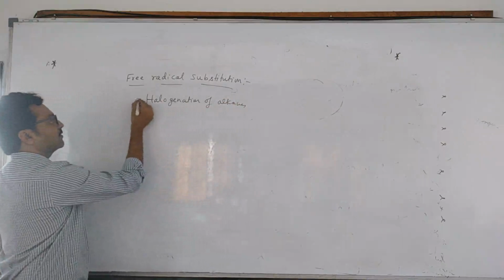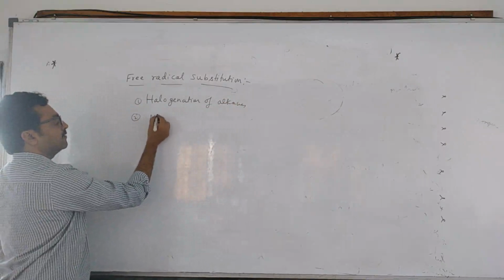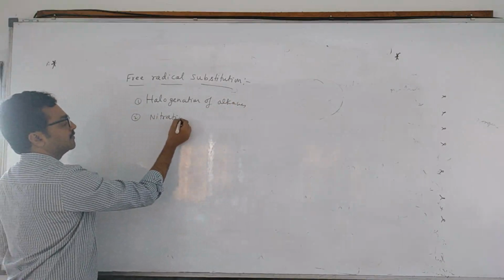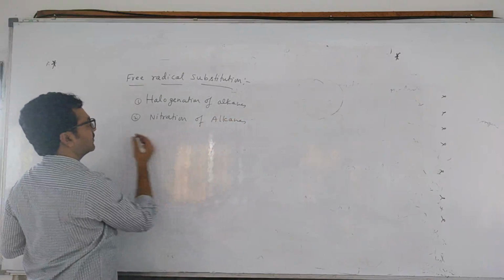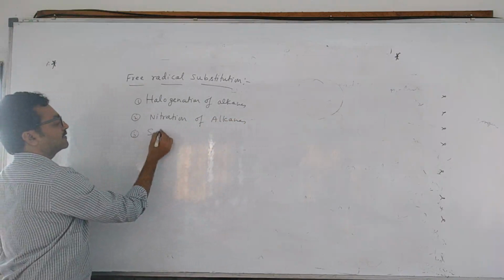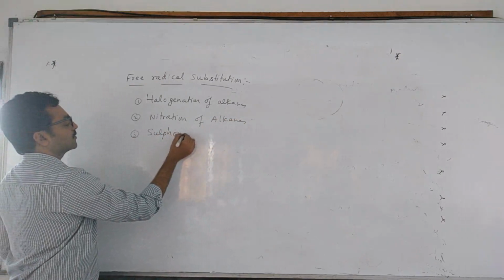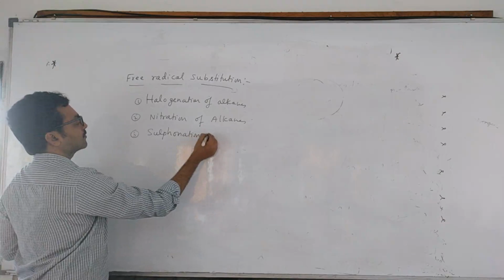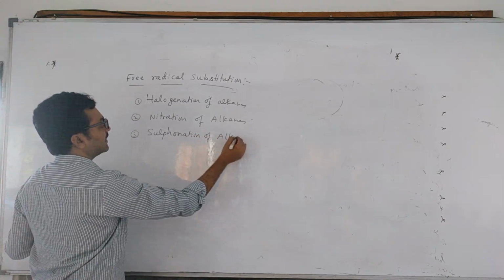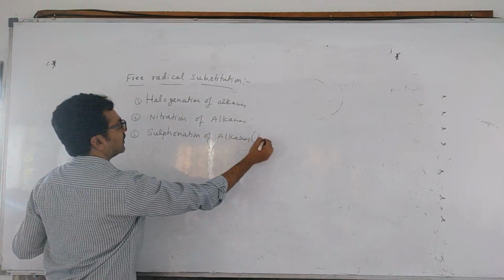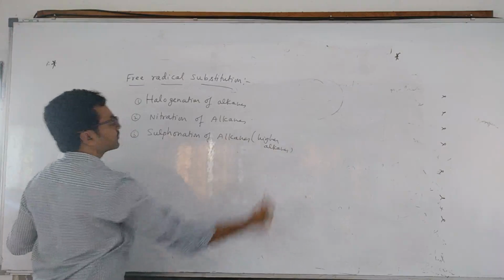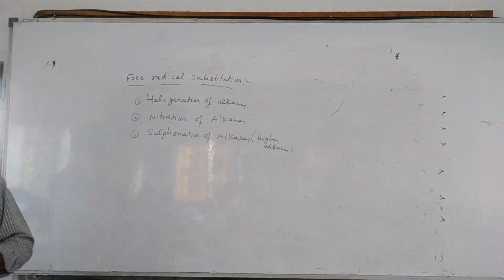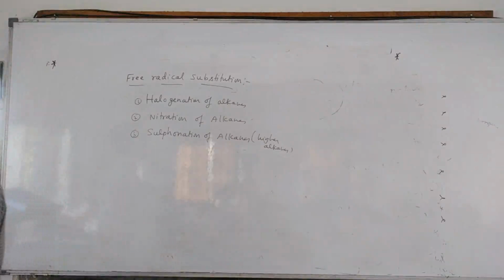Examples are important. First, halogenation of alkanes. Next, nitration of alkanes, not benzene, and even sulfonation. These three are examples. But this takes place in higher alkanes only.